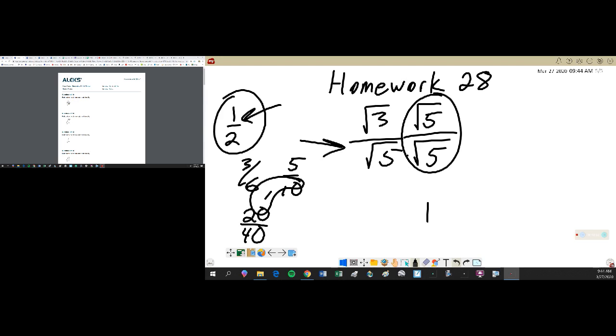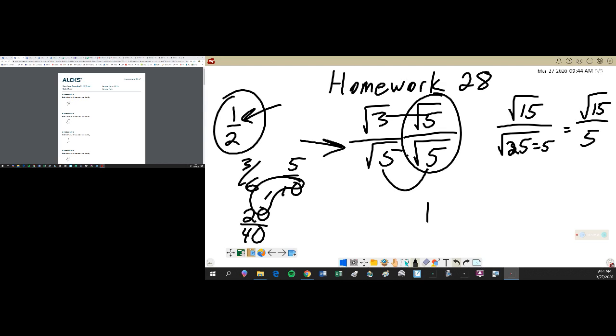So the top is the square root of 3 times 5, which is the square root of 15. And then the bottom is the square root of 25, which is 5. So I get root 15 over 5. Now the nice thing about this is, anytime you take a square root and you times it by itself, the answer is just the number on the inside.